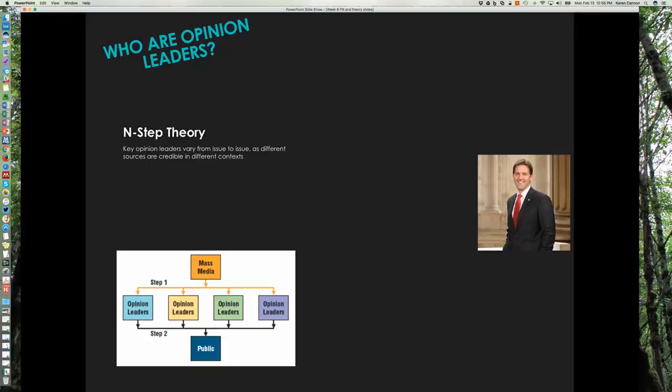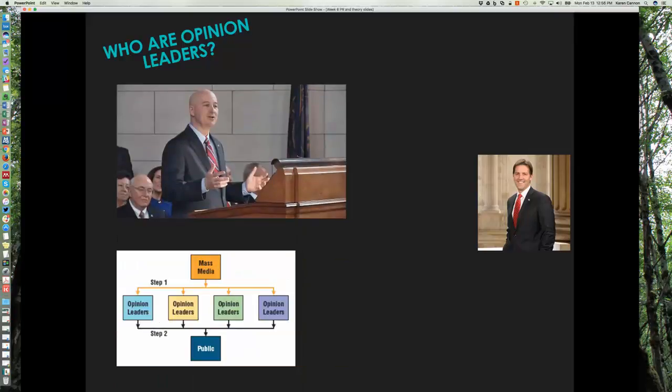So, for example, Senator Sasse might not be an opinion leader when it comes to morality issues or things like that. That might be somebody who is more in the line of a religious leader. So, other examples of opinion leaders. This is obviously Governor Ricketts, and he's an opinion leader with respect to the state of Nebraska and what's happening at the state level.